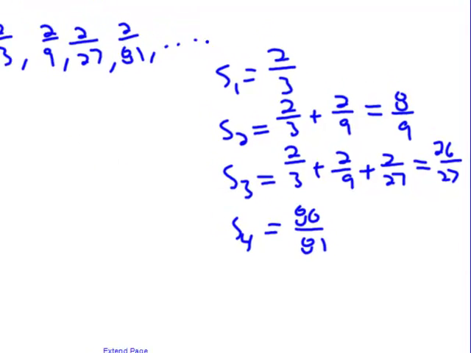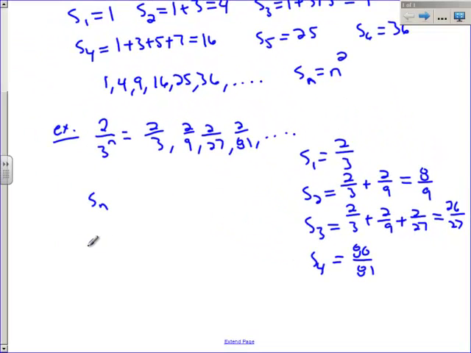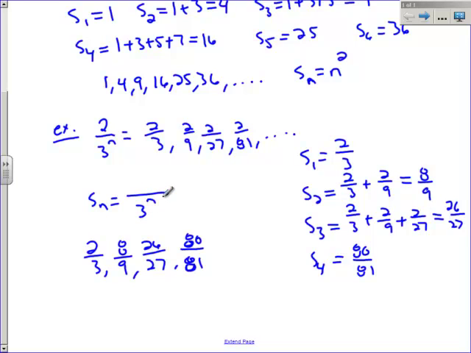Let's take a look at this list. Our partial sums look like this: 2 thirds, 8 ninths, 26 over 27, and then 80 over 81. And what we want to do is see if we can find a pattern. In the denominator, you can see that we've got nothing but powers of 3, so that's pretty easy. It's just 3 to the n. But what do you see in the numerator? In the numerator, all of those numbers, the 2, the 8, the 26, and 80, happen to be exactly 1 less than the denominator.